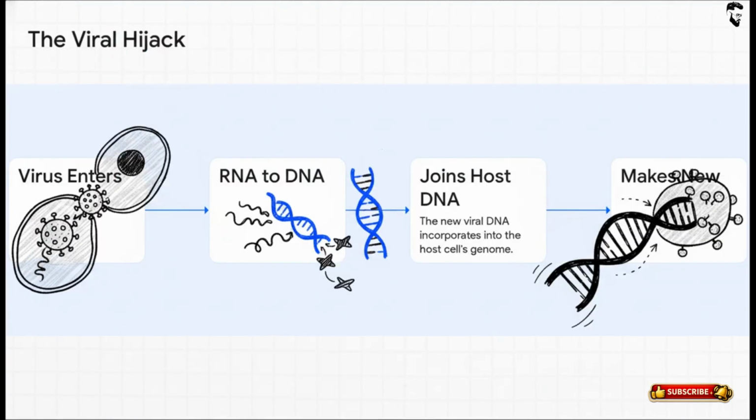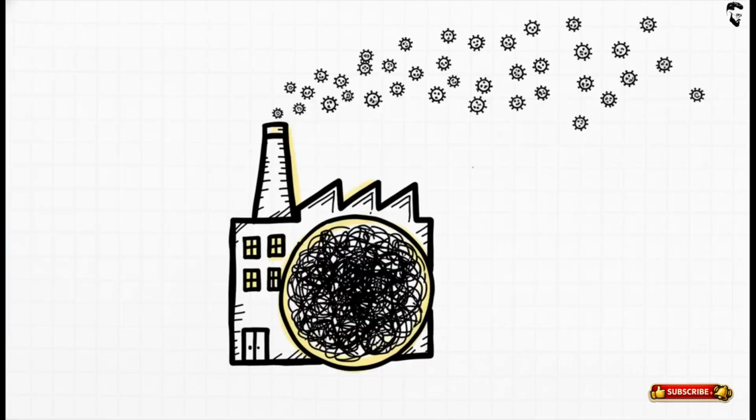Pretty sneaky. The whole hijack goes down in 4 key steps. First, the virus gets into one of our cells. Second, it uses this special tool to turn its RNA into DNA. Third, and this is the really clever part, it literally splices its own DNA right into our cell's DNA. And finally, our cell, which is now totally confused, starts reading this new viral code and just starts pumping out brand new viruses. So, that cell is no longer working for us. It's been completely transformed into a non-stop HIV factory, just churning out thousands and thousands of new virus particles that then get released to go and infect other cells.